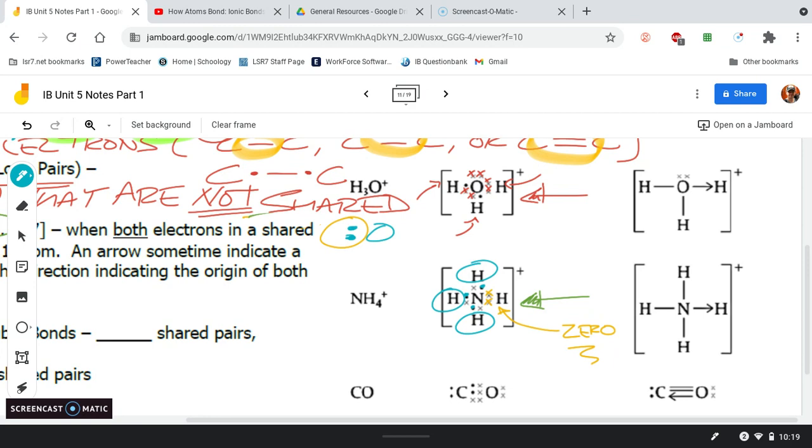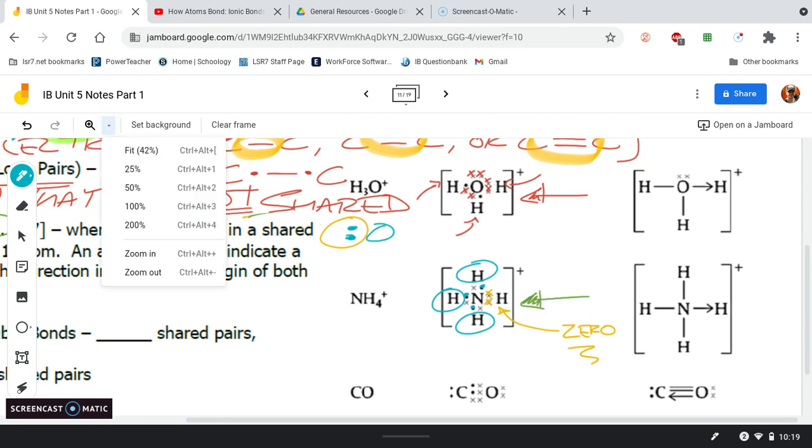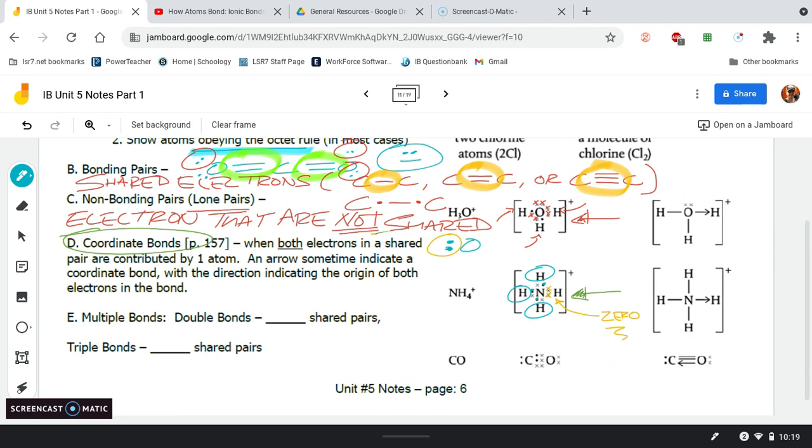And so we call that a coordinate bond. A coordinate bond is where one element is doing all of the providing of electrons. This is not on my test. It is possibly on the IB exam, and it is a topic that is useful later on, but we don't need to spend a lot of time with it.